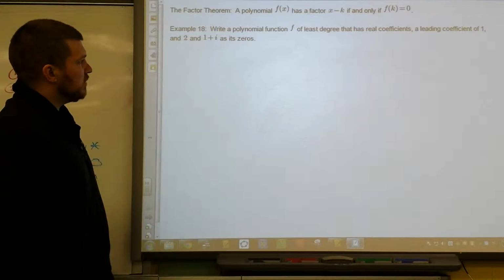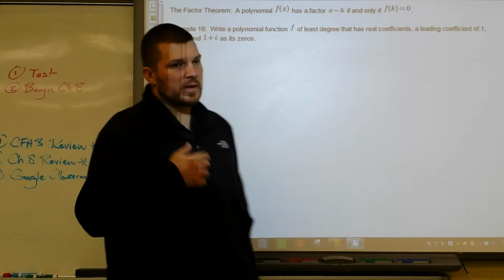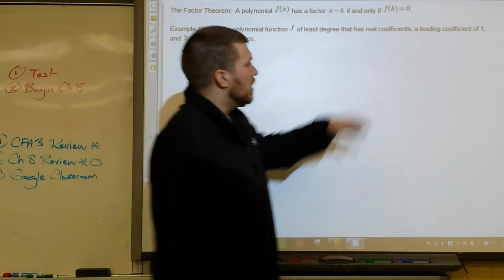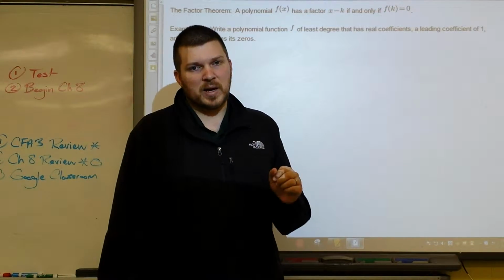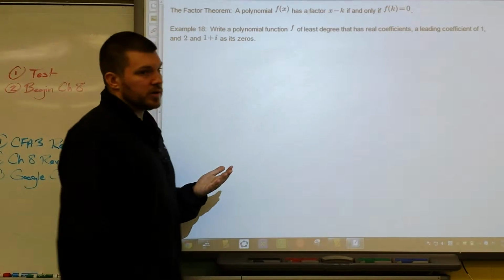All right, so first off, least degree. Least degree means that we want the highest power to be as small as possible. Leading coefficient of 1 means that the number in front of the x that has the highest power is going to be 1. Everything else is really up to us.